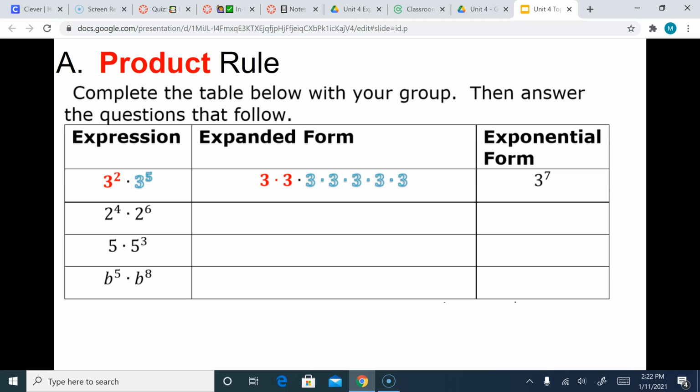Alright, so those are numeric expressions. I can do the same thing with algebraic. So here I have 5 b's. 1, 2, 3, 4, 5. And then I have 8. 1, 2, 3, 4, 5, 6, 7, 8. So if I combine them all together, I get 13 b's. So what I want you to do is figure out the pattern from one to the other.